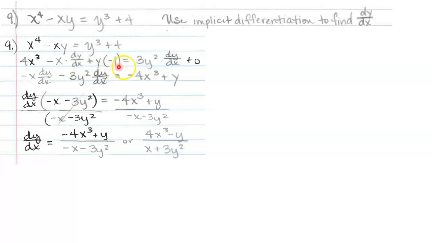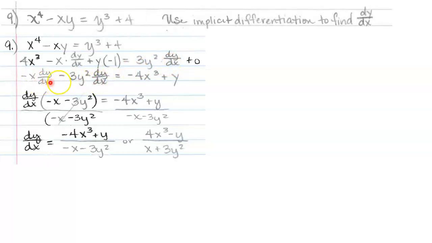Then on the other side, derivative of y cubed would be 3y squared, and because it had a y in it, I have to leave a dy dx, and derivative of 4 would be 0. So now I want to get anything that's got a dy dx in it on the left-hand side, everything else on the right-hand side. So this gets subtracted over to the right, this stays where it is. This negative y gets added to the right, and this 3y squared dy dx gets subtracted over to the left.